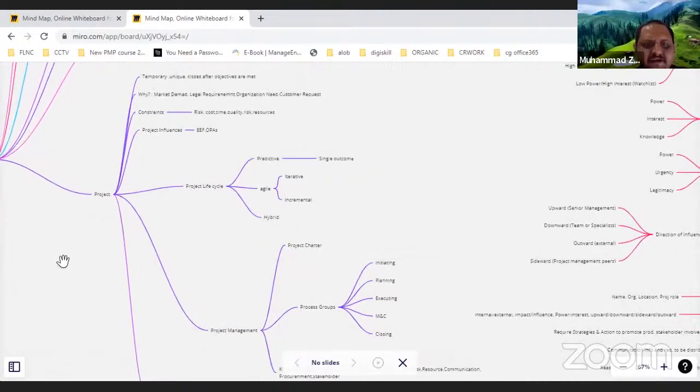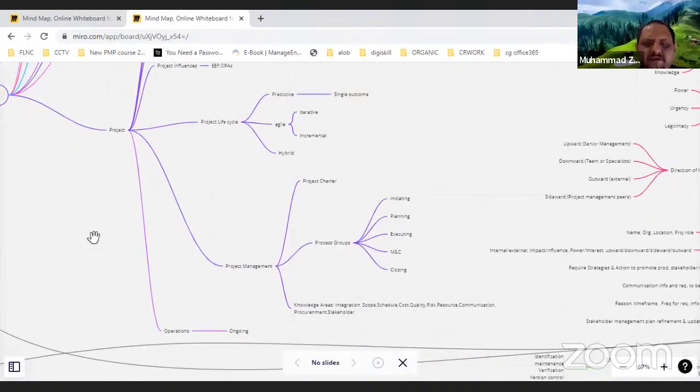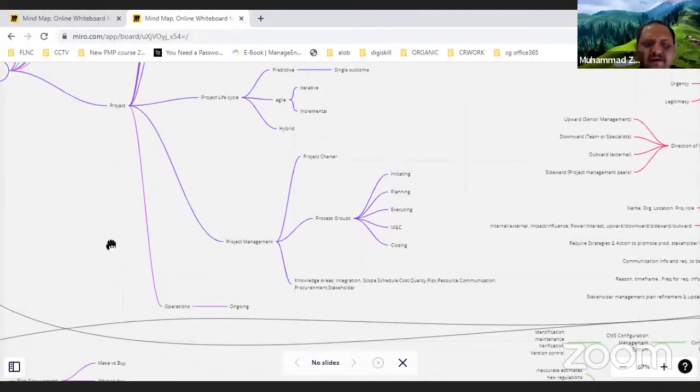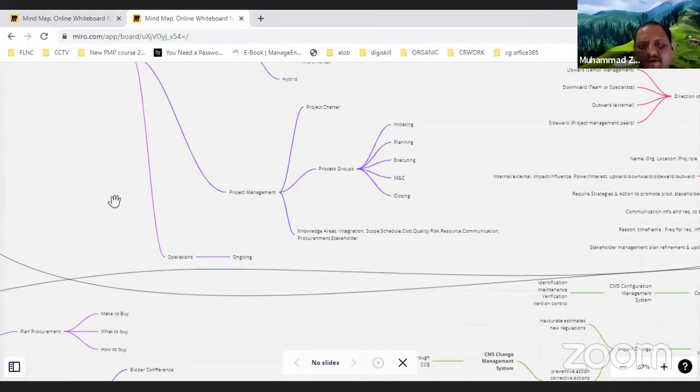And in the project, then we have the project life cycle that are predictive, that has a single outcome, and then Agile, that is iterative incremental. And then we have the combination of both. However, we do follow as per the development cycle, and we tailor it as per the requirement of the organization. And then we have the main project documents, that is the project charter that comes in the initiation, the document I have mentioned here.